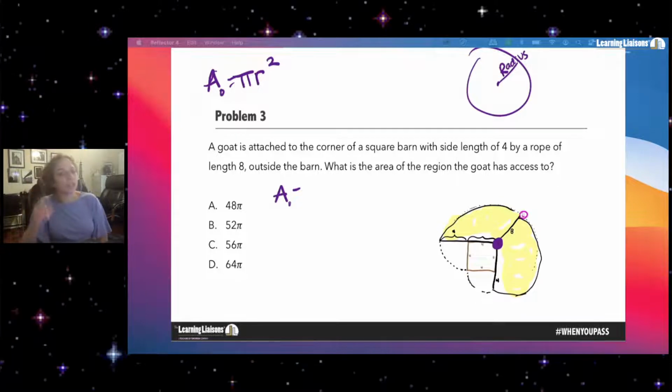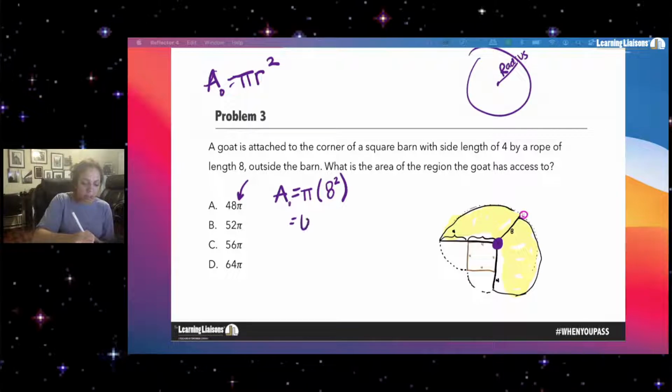Now, when I look at my answer choices, all of my answer choices are in terms of pi, which means I don't have to figure that out. If they wanted you to approximate that, because remember, pi just goes on forever and ever, then we would be looking at 3.14, but they would define that for you in the problem. So because they're all in pi, I'm literally just going to write pi times r squared. 8 is my radius of this circle. So I have 64 pi is the whole circle.